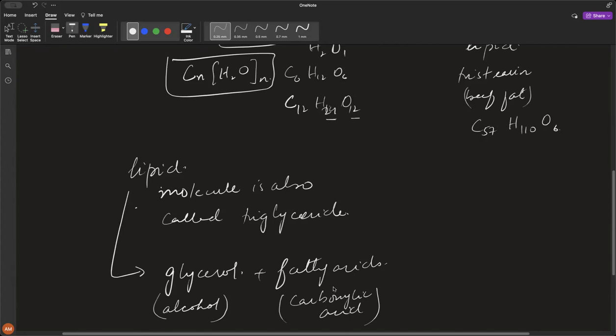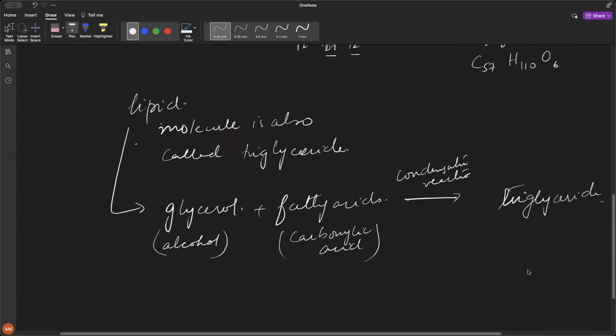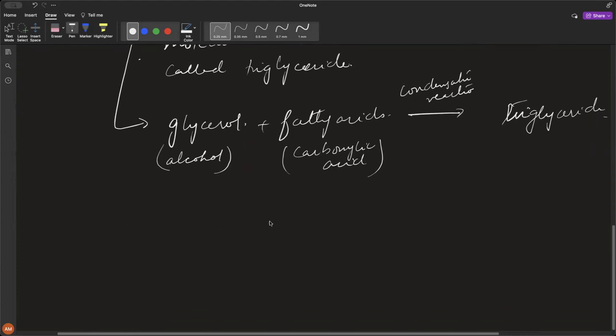Okay, glycerol and fatty acids, when they get together, by which reaction? By condensation reaction, they form triglyceride molecule. Is it clear? Generally, there are three fatty acid molecules that combine with one glycerol molecule.